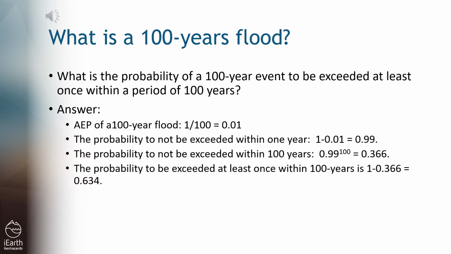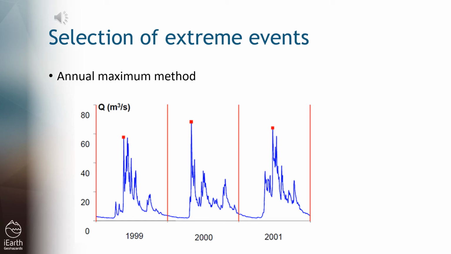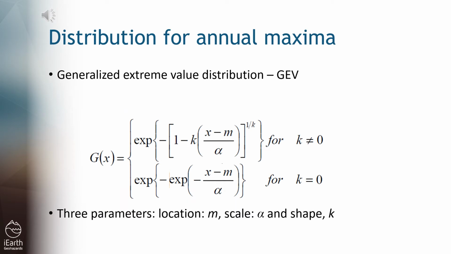So if we have 100 years of data, it's a 63% probability that we have actually seen a 100-year flood in this dataset. I start to explain the annual maximum method. The selection of extremes using this approach is very simple. We select the highest flood each year. If we have, for example, 50 years of data, we get 50 flood events. The annual maximum data follows in theory a generalized extreme value distribution that has 3 parameters. A location parameter m that tells something about the flood sizes, a scale parameter alpha that tells something about the spread in the flood sizes, and a shape parameter k that tells something about the most extreme flood events.